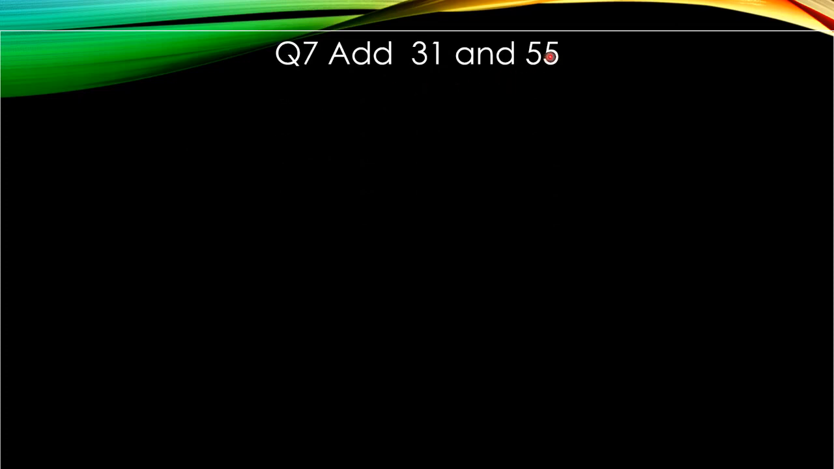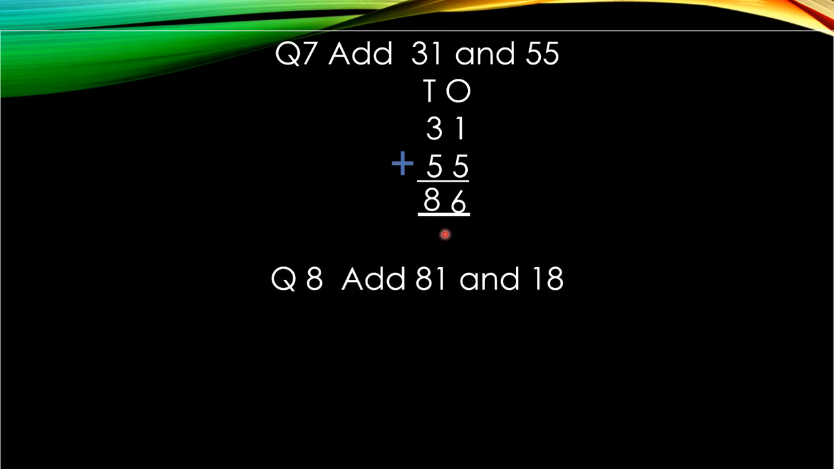Now add 31 and 55. So ones tens, 31, then 55, then add 1 plus 5. Now are we adding 5 to 1 or 1 to 5? Same thing is there. That is equal to 6. Okay, and 3 plus 5, 3 in your mind and 5 on your fingers. That is equal to 8. Clear?